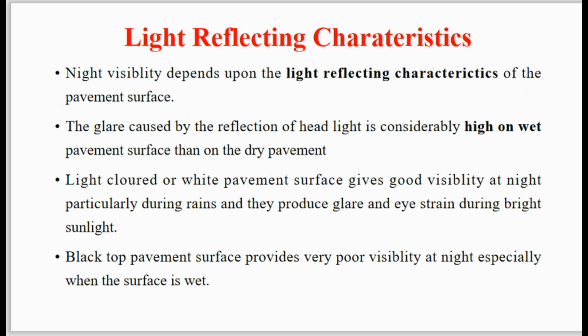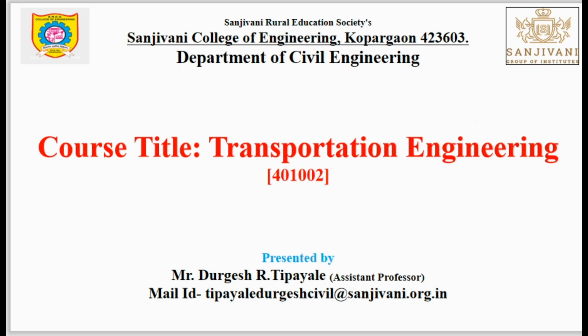Here, an example of the light colored or white colored pavement can be taken as the concrete roads, whereas the blacktop pavement surfaces or the bituminous road surfaces provide very poor visibility at night, especially when the surface is wet, that is in the rainy season. With this, we shall stop here.